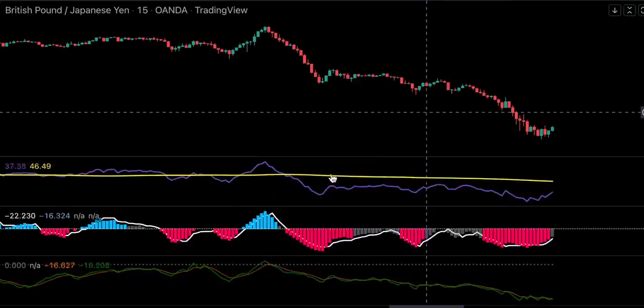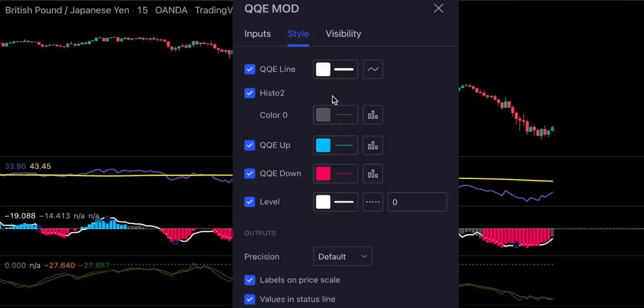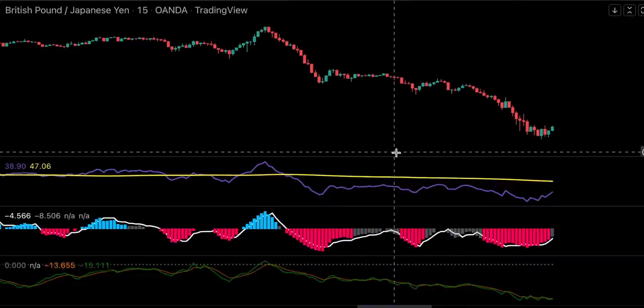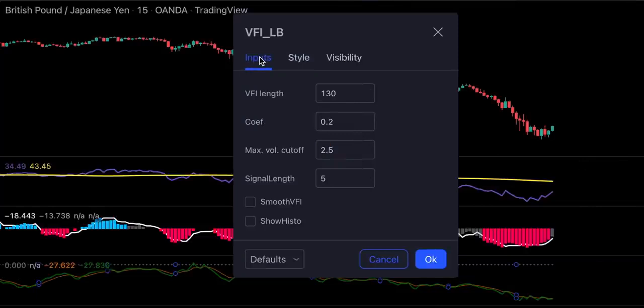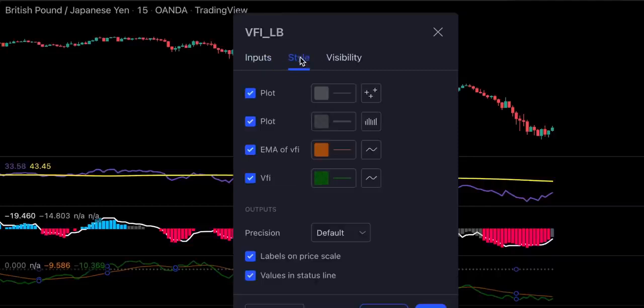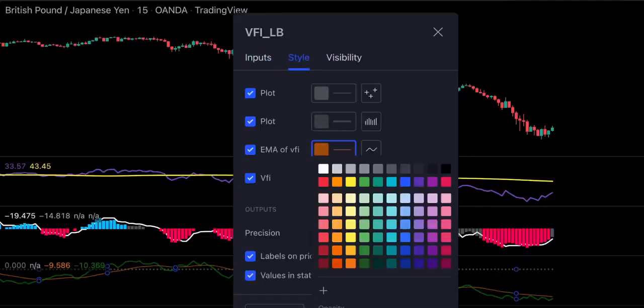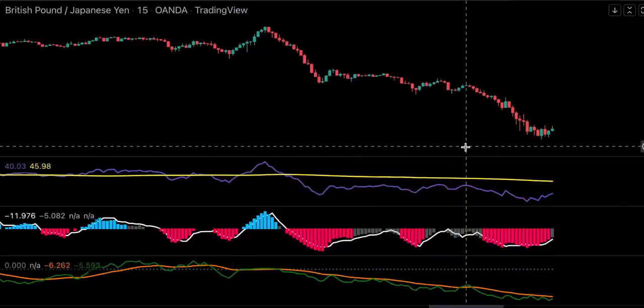Now let's double click on this QQE mod indicator and get rid of this 0 level. And lastly, let's change the settings on this volume flow indicator. We will change the signal length from 5 to 20 and the maximum volume cutoff from 2.5 to 8.5. Let's also make these lines a bit more visible. Okay, now our strategy is ready.